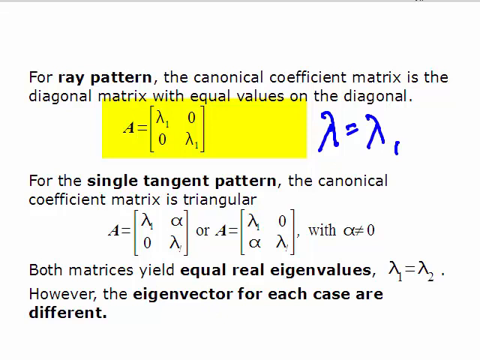Now for the second case, this will be the single tangent pattern. We'll have a similar simple coefficient matrix A, but this will be triangular. And for the triangular matrix, the eigenvalues are also on the diagonal, but there's a term that's off the diagonal. In this case I'm calling it alpha and saying that alpha is not equal to 0. So again there's one eigenvalue, or you could say two equal eigenvalues.